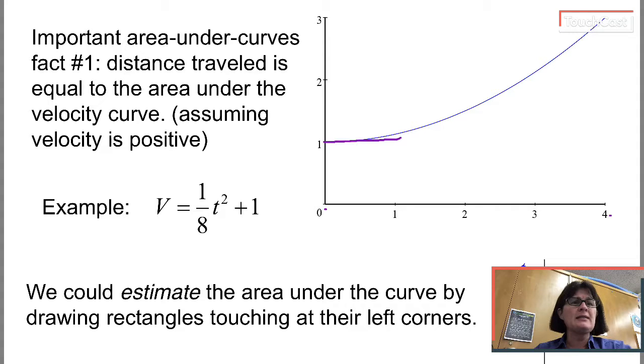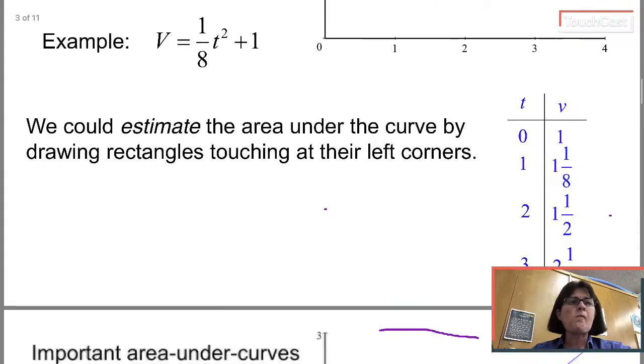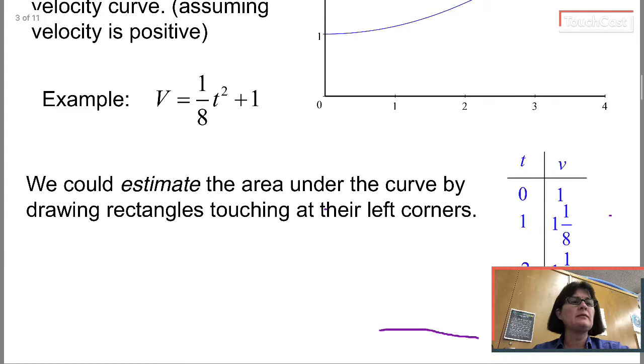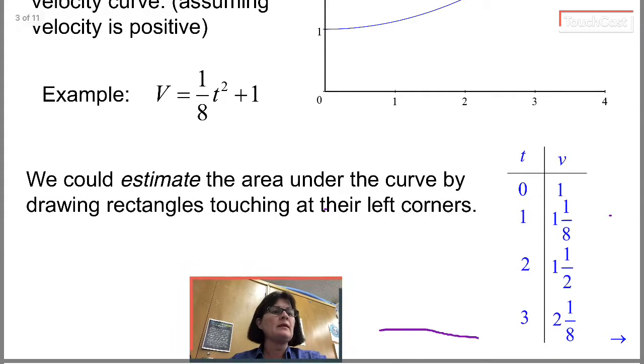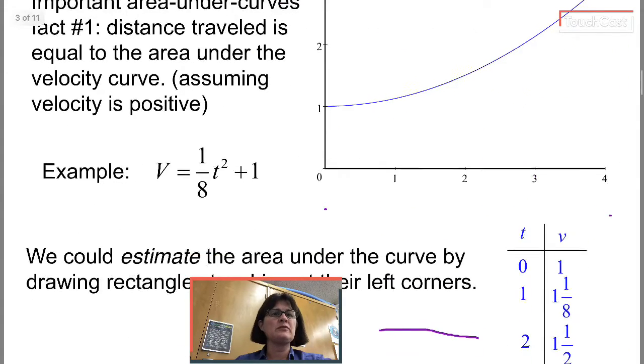So here I'm going to estimate the area under this curve between times 0 and 4 using rectangles that touch at their left corners, just to see what that looks like. To do that, I need to be able to figure out how tall my rectangles are going to be, so I filled in my time and velocity chart here. Here's my velocity function. At time 0, velocity is 1. At time 1, velocity is 1 1/8. I have that table there so we can refer to it.